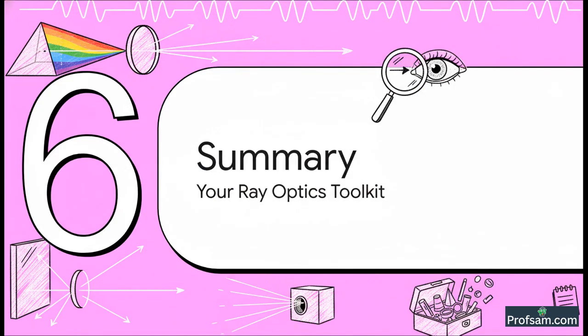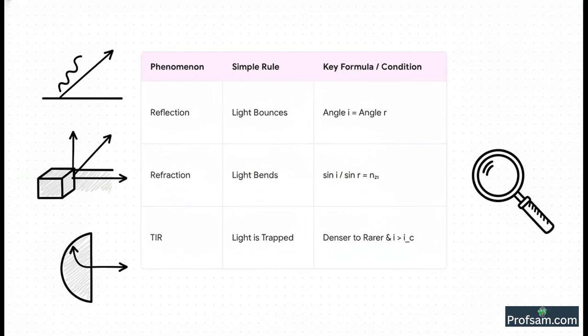Phew, we've covered a lot of ground today. We've learned the basic rules of how light behaves when it meets the world. So now let's put it all together into a simple, handy toolkit that you can use for a quick revision just before your exam. This one table summarizes everything for you.